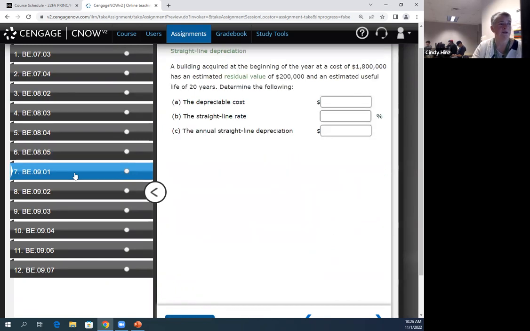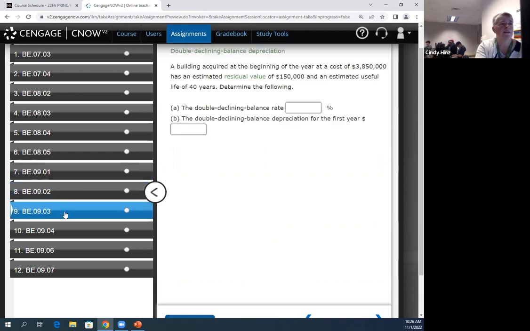And then in chapter 9, which was the long-term assets chapter, as you know, we covered 3 different types of depreciation: straight line, units of activity, and double declining balance. So there's 1 exercise for each of those to make sure you're comfortable with doing those calculations and entries.